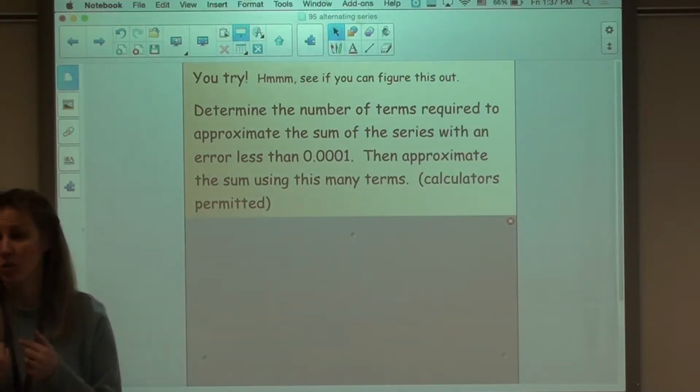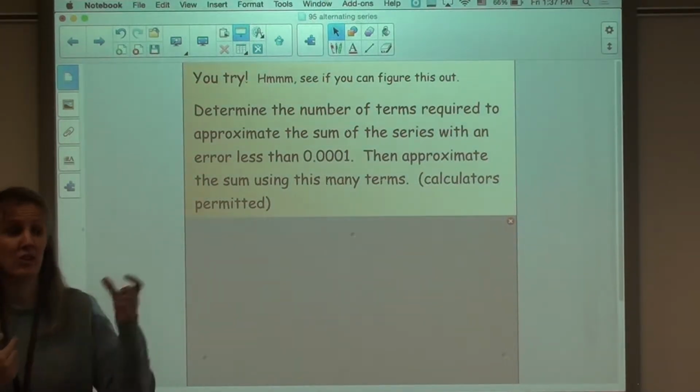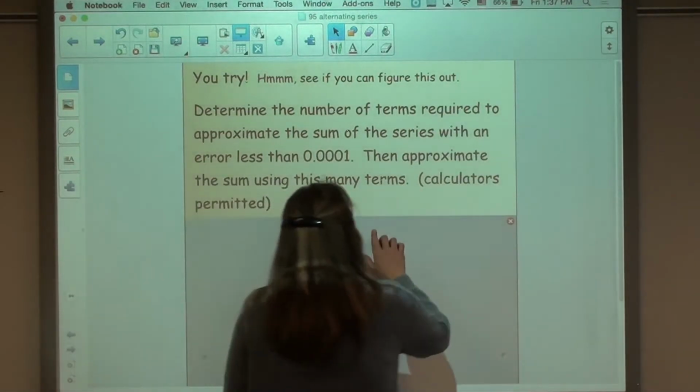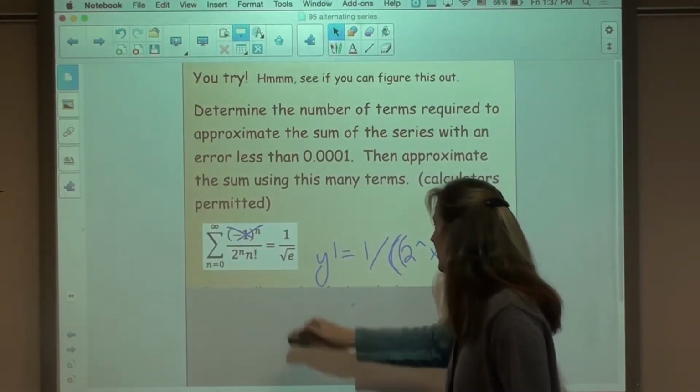Here's what I would do if I were doing it. I'd put the series into Y1 and then just go to the table and scroll down until I hit a value that's less than 0.0001, right?